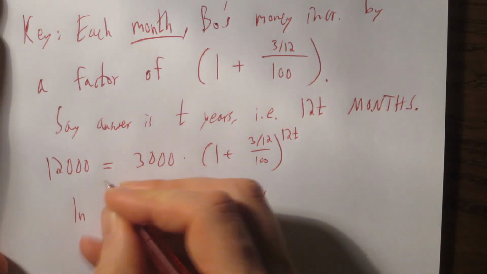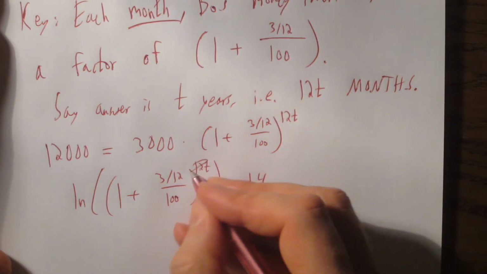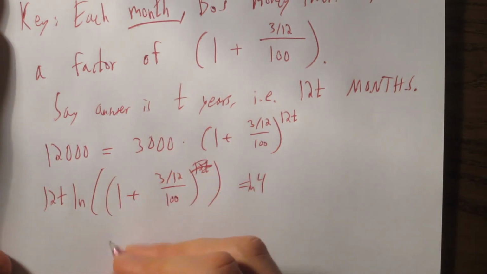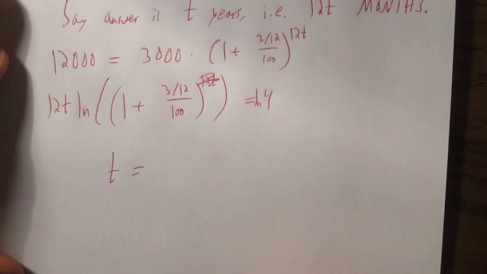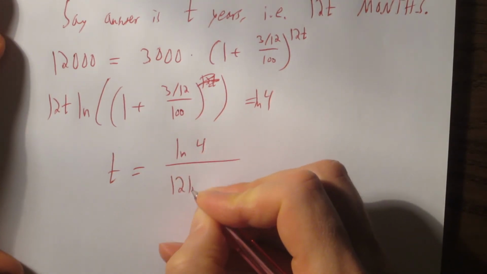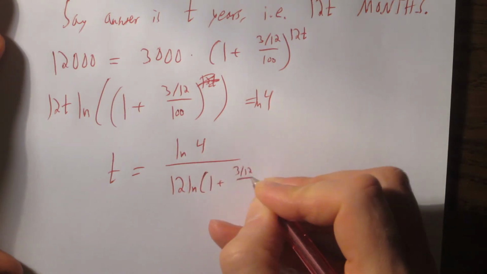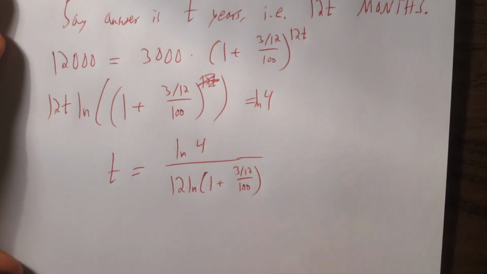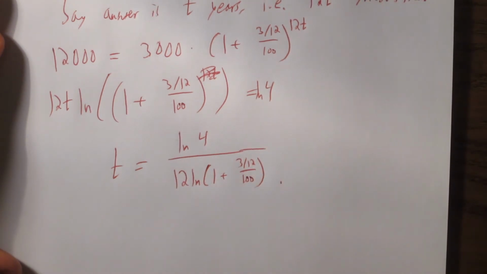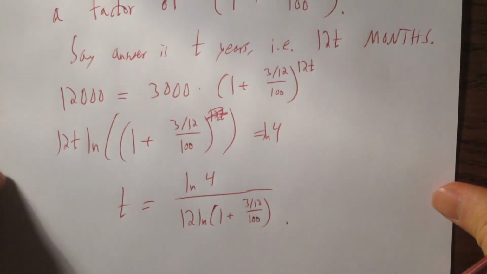Now we apply ln to both sides. 12t jumps down. You get t alone as ln 4 divided by 12 times ln of 1 plus 3/12 over 100. So that's the number of years it takes for Bo's money to go from 3,000 to 12,000.